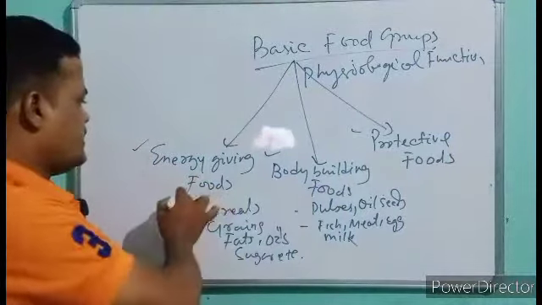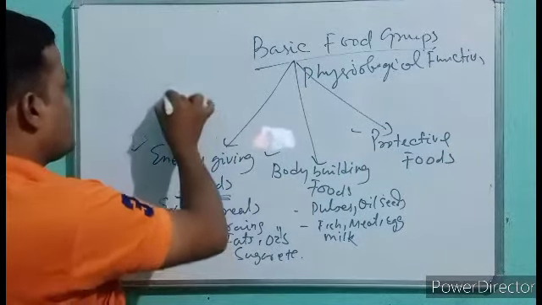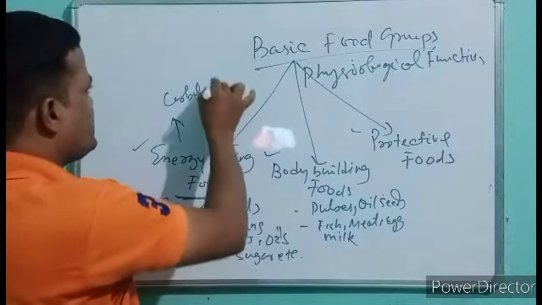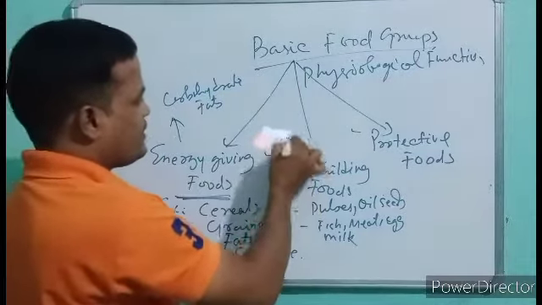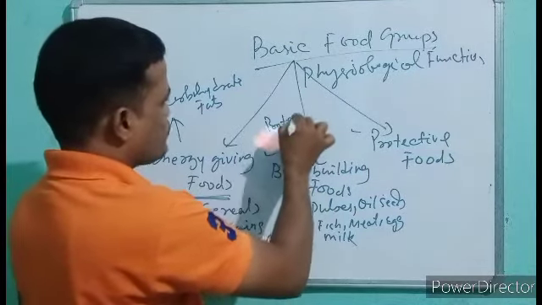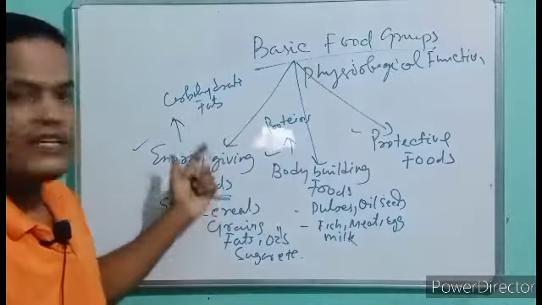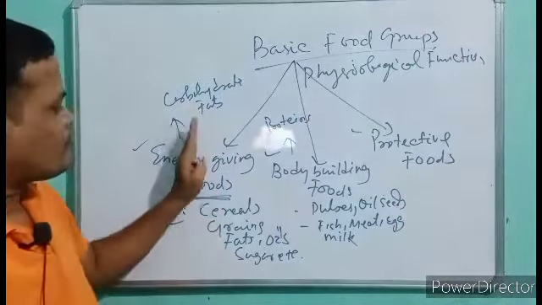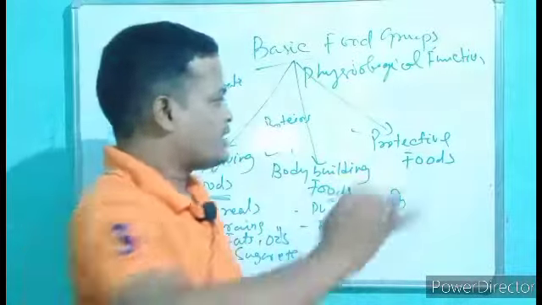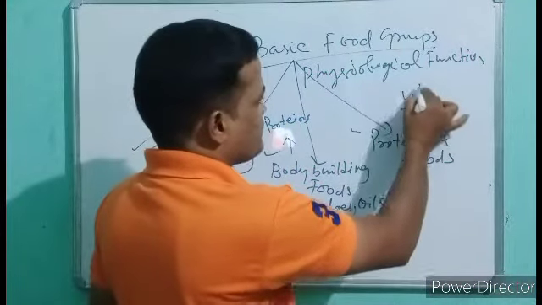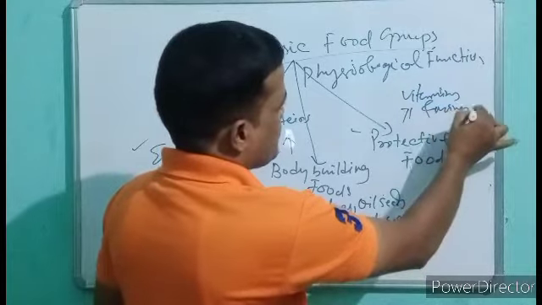Energy giving foods are the carbohydrates and fats. Bodybuilding foods are the protein foods, the protein content of the food. Carbohydrates and fats provide energy, so they are called energy giving foods. Protein is called the bodybuilding food, and the protective foods are called vitamins and minerals.